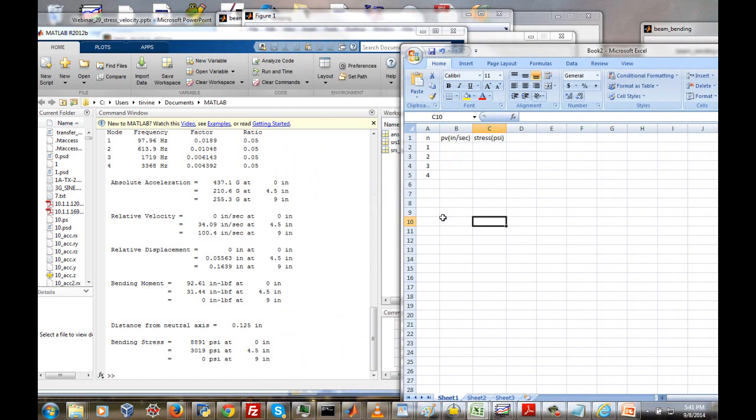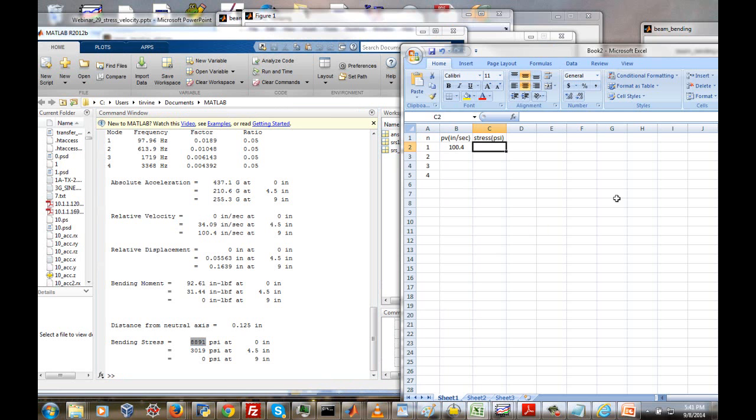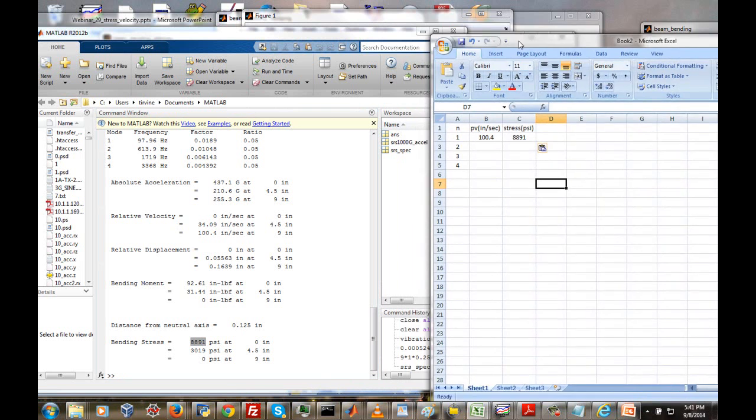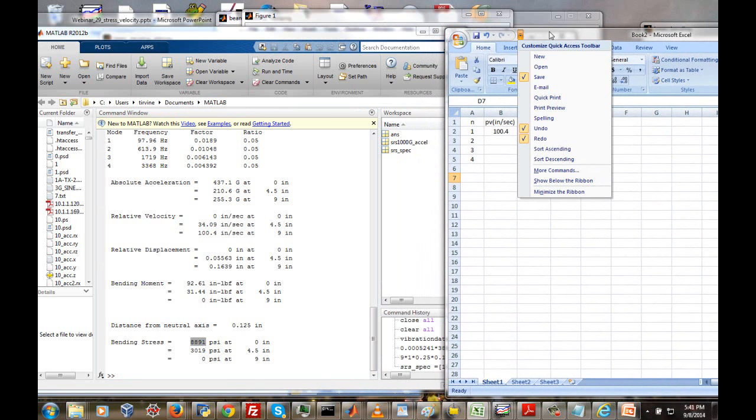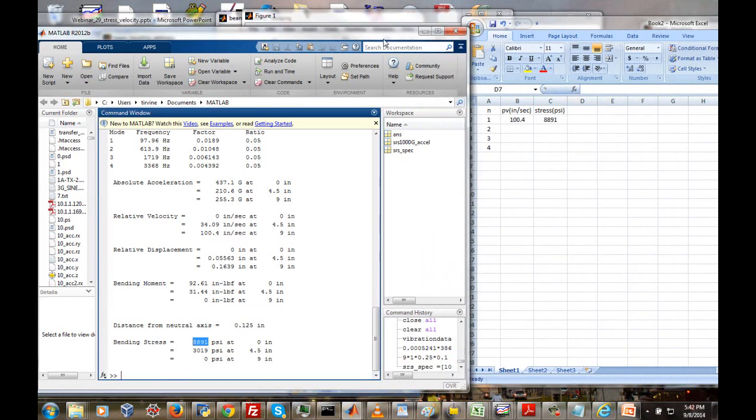But what we want to record now is at the free end with one mode, we have 100.4 inches per second pseudo velocity or relative velocity. And our stress is going to be 8,891 psi. So that is the stress at the free end. This is just for a single mode analysis.